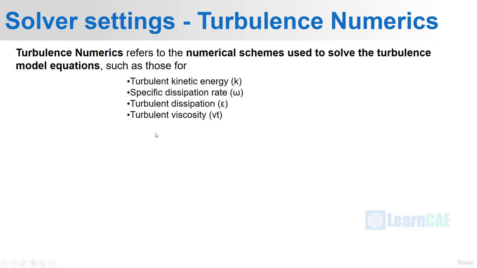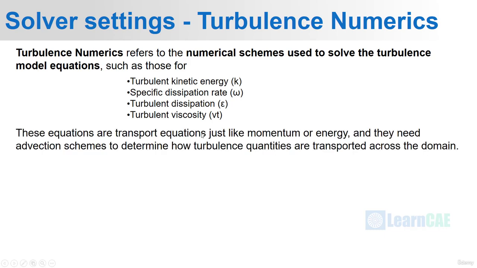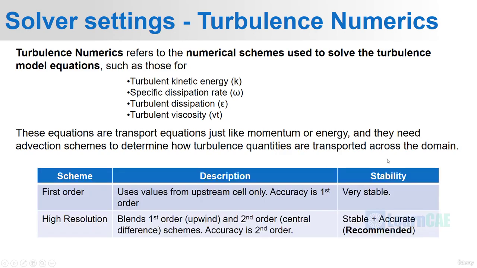Okay, these are the turbulent model equation terms. These equations are transport equations just like momentum or energy, and they need advection schemes to determine how turbulent quantities are transported across the domain. Similar to the previous case, here the first order uses upstream cell only and accuracy is first order and the stability is good. For the high resolution, it blends between first order and second order, that is upwind and central difference schemes, and the accuracy is second order.